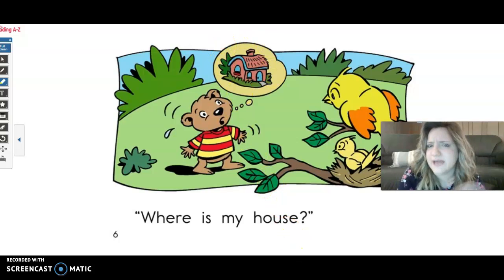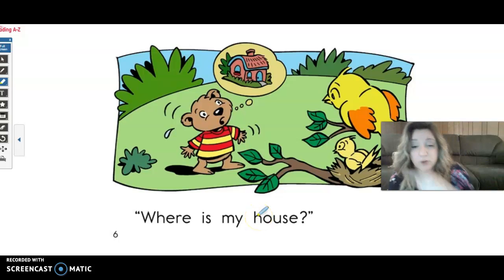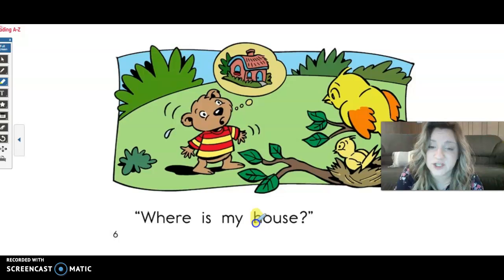Now you could have said, where is my home? And yeah, that makes sense, right? He's definitely thinking about his home. But if you made sure to get your mouth ready and look through the whole word, you would notice it starts with H, but I see an S in there too. House. Home doesn't have an S sound in it. So it's where is my house?